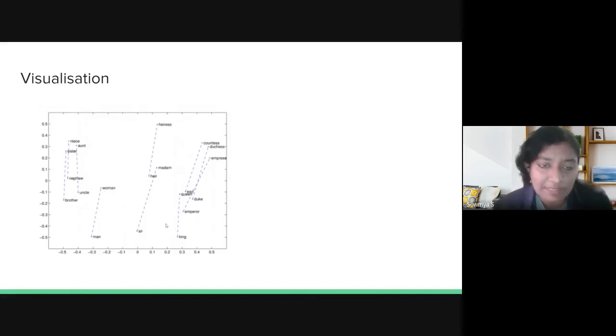Next is visualization. In the tutorial in the next hour, we'll be seeing how to visualize these word vectors, because you must remember that the word vectors, even though it is a reduced space, are still in a space of say 300, 400 dimensions, and it's impossible to visualize such big dimensions.